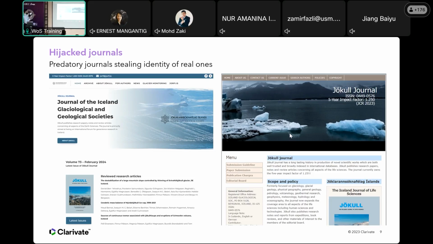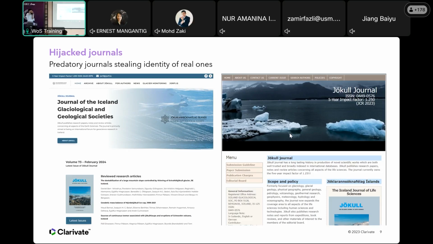So these are two examples of the same journal. Does anybody remember what happened 10 years ago, maybe 15 years ago already? There was a volcano in Iceland with the almost unpronounceable name Eyjafjallajökull. Jökull means glacier, and so this is a journal dedicated to the topic of glaciers, probably based somewhere in Iceland. One of these pages of the journal is absolutely legitimate. The other one belongs to a hijacked website.